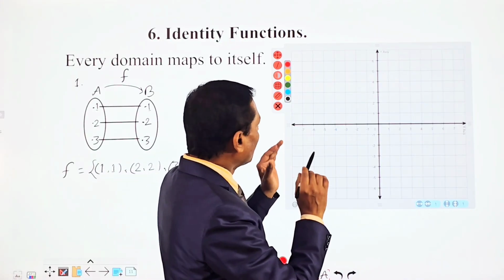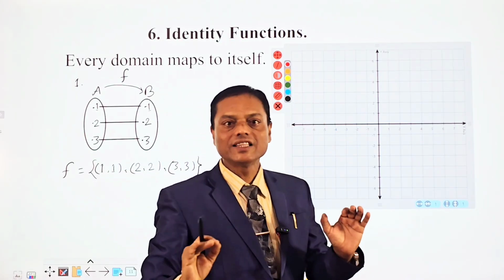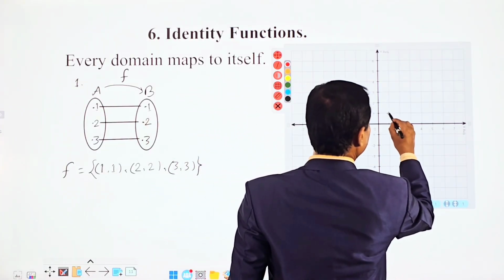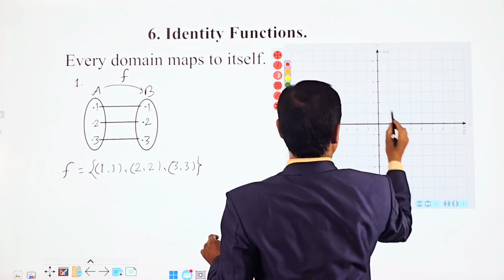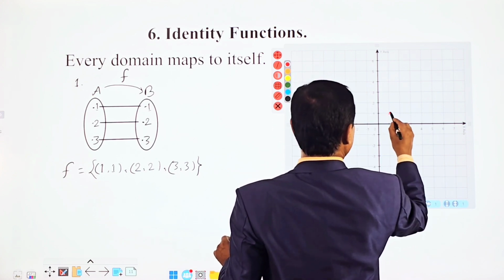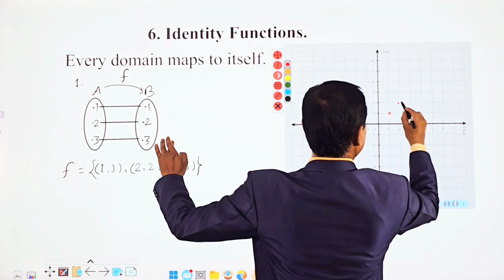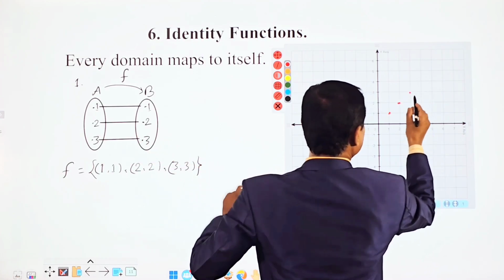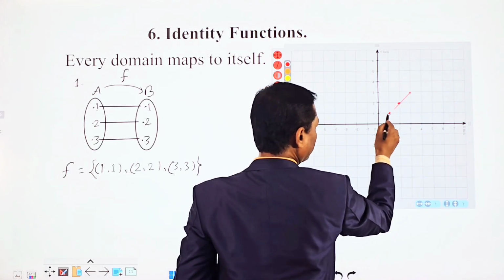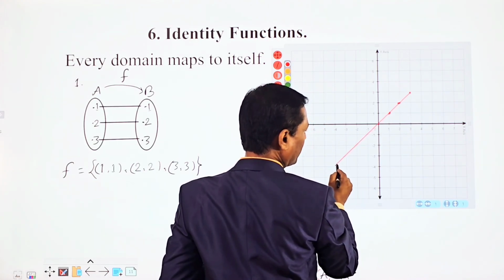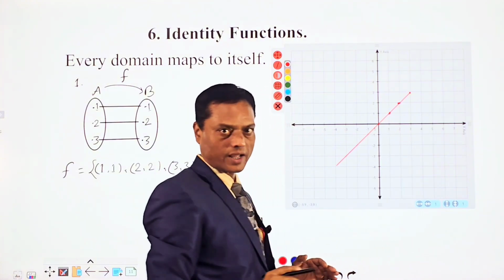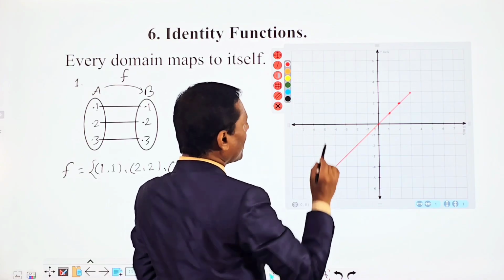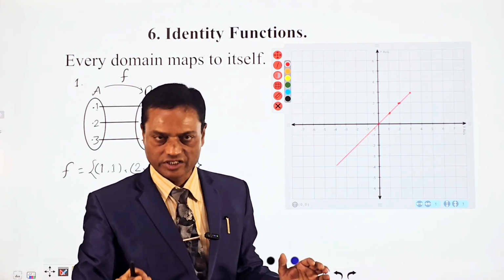So when we find the points in a graph, (1, 1) of course will be here, right? (1, 1), (2, 2), right? (3, 3), isn't it? And when you draw a line of the identity function, have a look here, you can see the line is passing through the origin, isn't it?